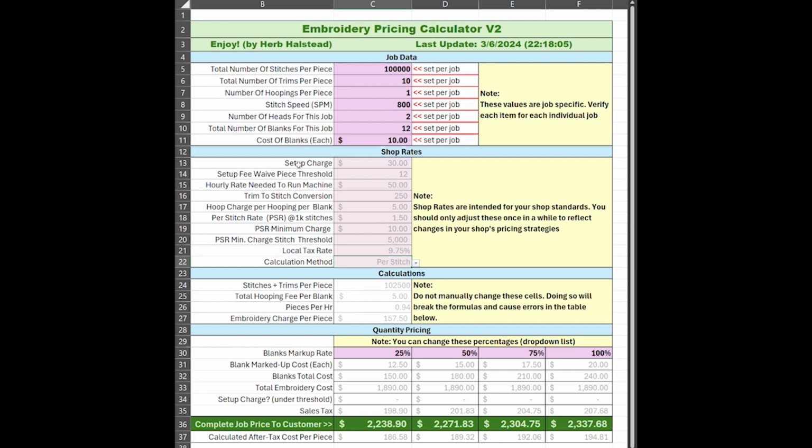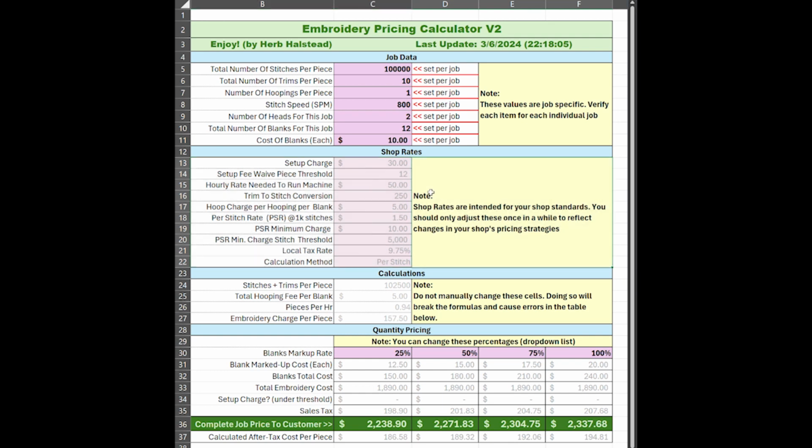The first thing you want to do is set up your shop rates. Now, I know I didn't put this at the top of the calculator, but I figured that for your per job data, it would help to be able to just look at the top and find that area where you needed to punch some things in. So that's why I put the job data up there. But let's talk about shop rates first.